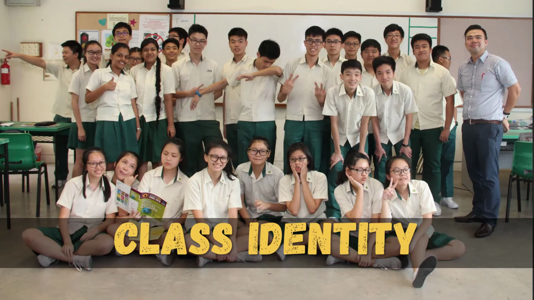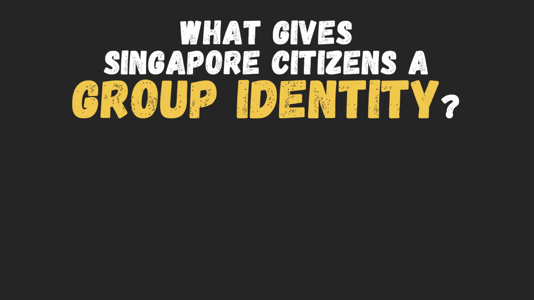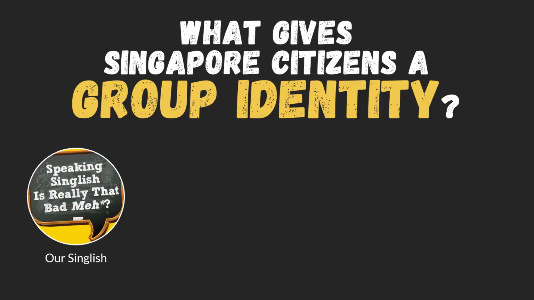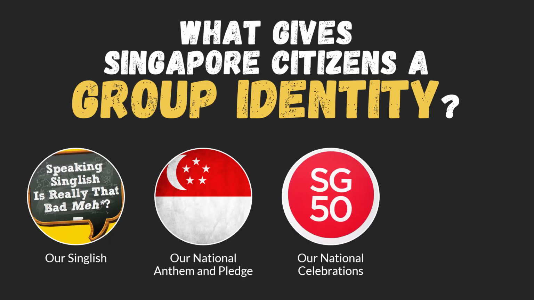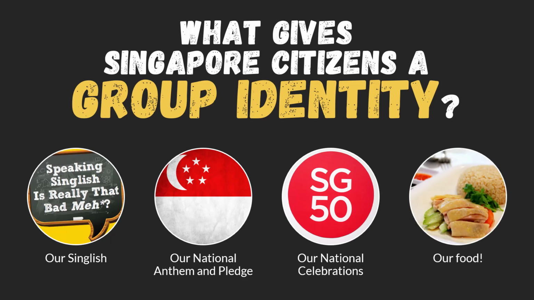And such as a class identity, that will be one as well when you take a group photo. That was before COVID. So what gives Singapore citizens a group identity? Is it our Singlish? When we talk about speaking Singlish, is it really that bad? Meh. Is it our national anthem and pledge, which we sing as students every school day? Is it our National Day celebration, which we have been celebrating since SG50? Or is it our food?